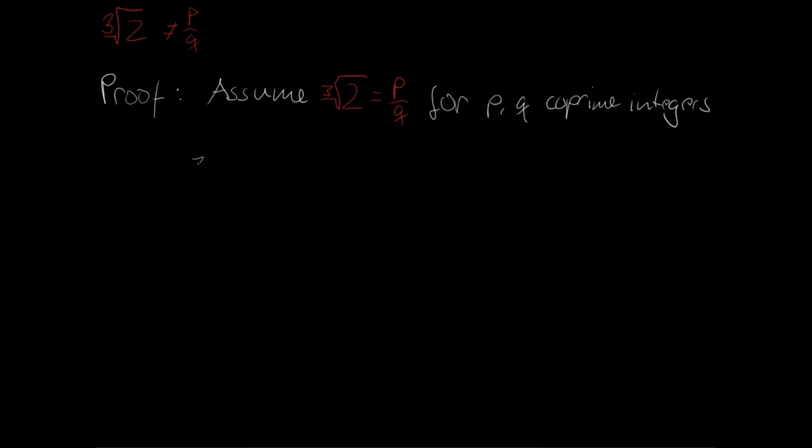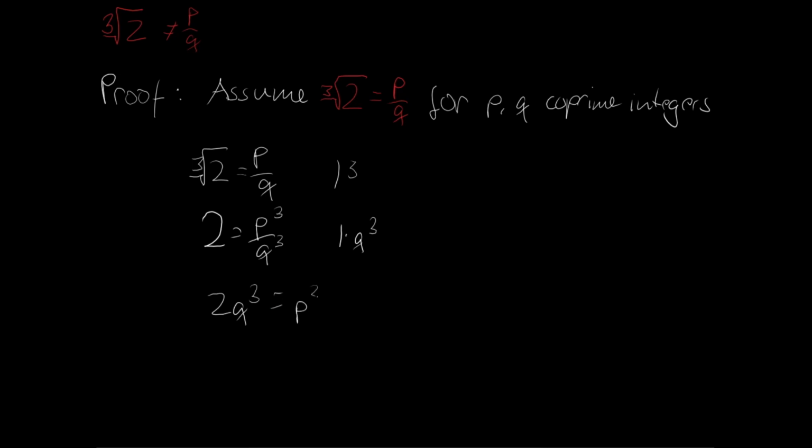So let's start with writing the equation down and cubing both sides to get rid of the cube root. Then we are going to get 2 is equal to p to the third divided by q to the third. Next, we're going to multiply by q to the third to get rid of the division, to get 2 times q to the third is equal to p to the third.